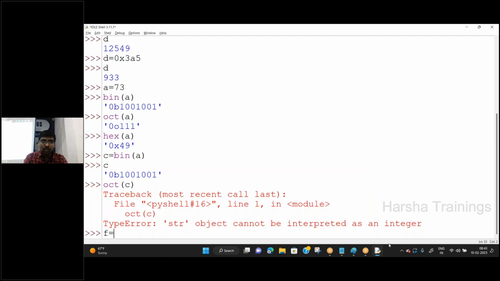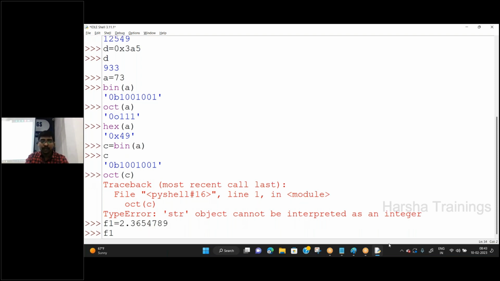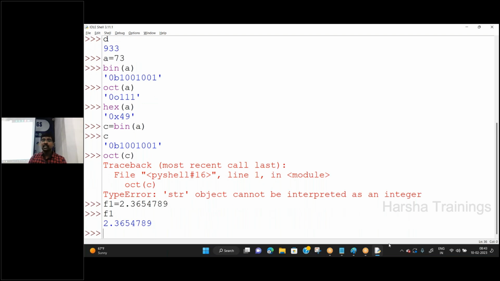Suppose f is equal to, the variable name is your wish, or else you can use the variables f1, f2, f3 to represent floating point numbers. You can take the variables according to your requirement: 2.364879. Print f1, we are getting the same answer. Whatever you give, exactly the same answer is displayed.